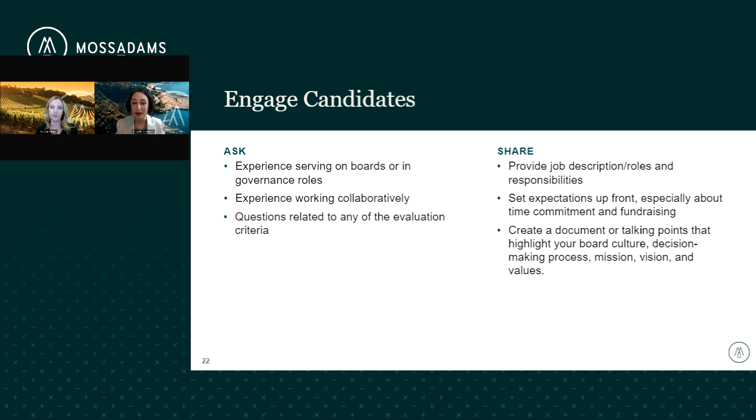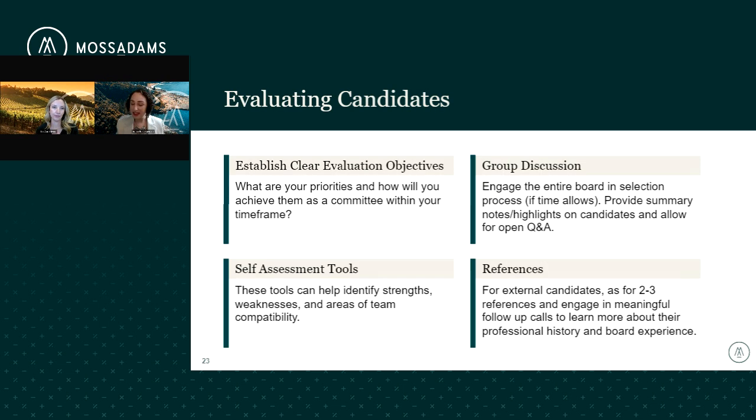So think about what information you need to give this person so they can also make a really good choice to opt in or opt out of this opportunity. The other thing that we think about, especially when we're evaluating candidates, is how do we make sure that this process is going to be fair, objective, and consistent?